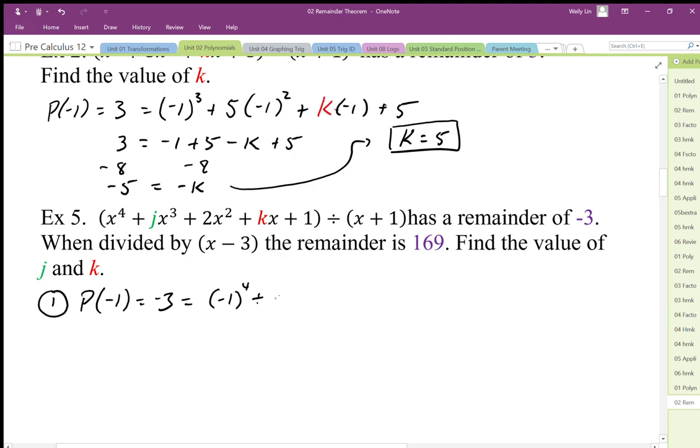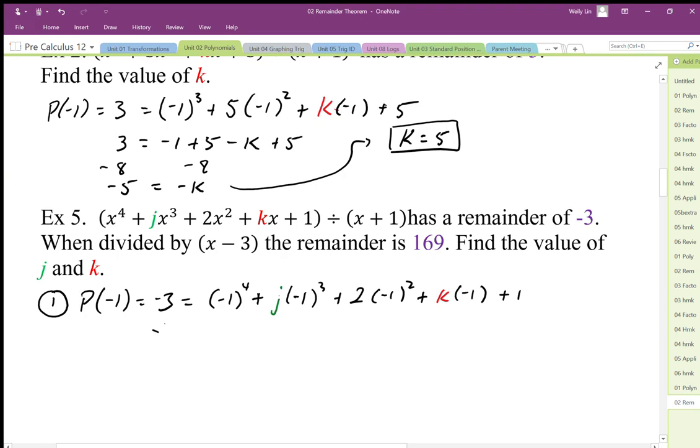Just make sure that you see j. Okay, j times -1 cubed plus 2 times -1 squared plus kx. Okay, k times -1 plus 1. That's one equation.